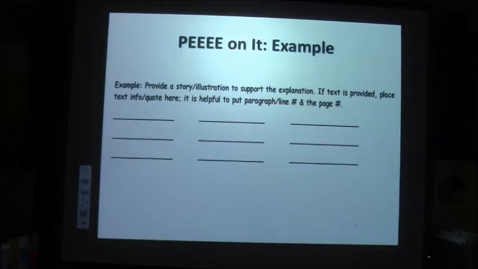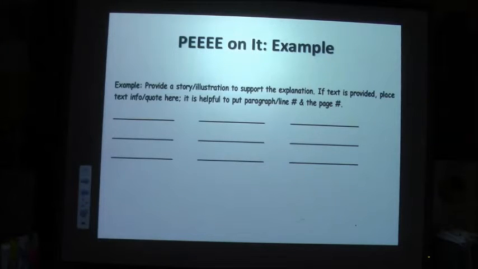If text is provided, you will place the text info, the quote, here. It is helpful to put paragraph and line numbers and the page number because your teacher might want you to do an in-text citation, high school students, okay? And some middle school teachers want to start getting students acquainted with that idea. So if you are using text with high school students, and you want them to write the paragraph, line number, or page number, that's fine.